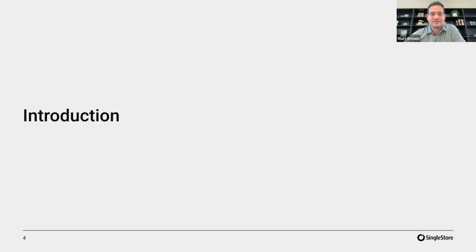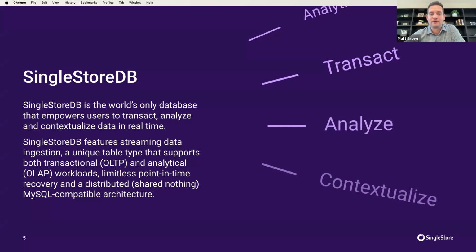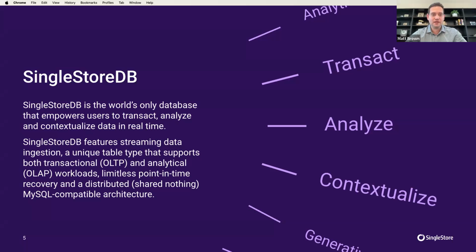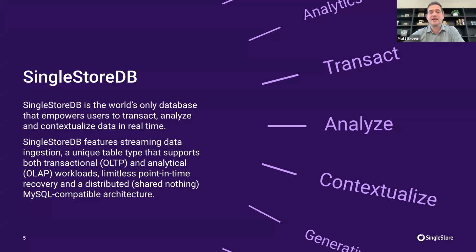But quickly, before we get to that, I'm going to give a very short introduction to what is SingleStore DB and why do we call it the perfect solution for fast AI use cases. Well, SingleStore is a distributed relational database, SQL database that can handle both transactions and analytics in the same engine.